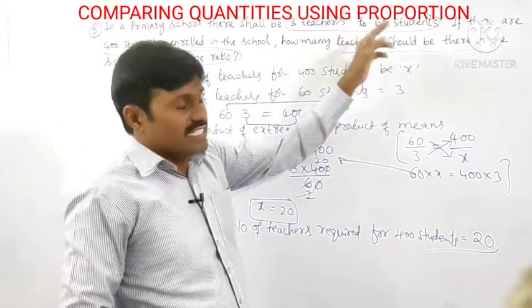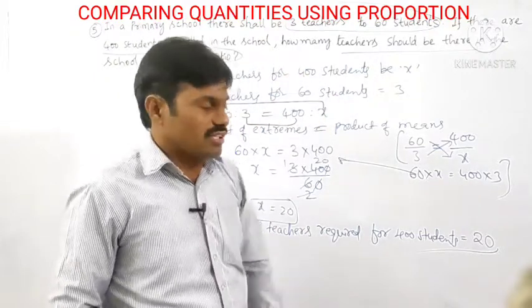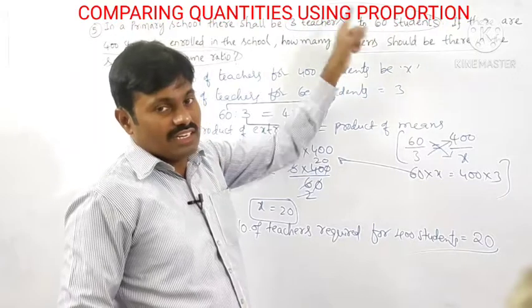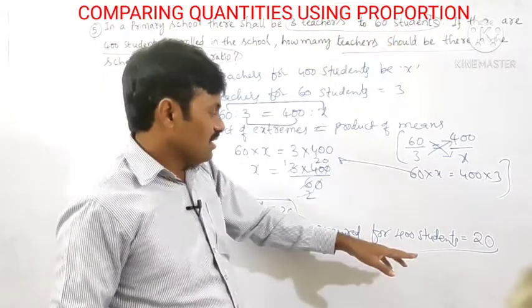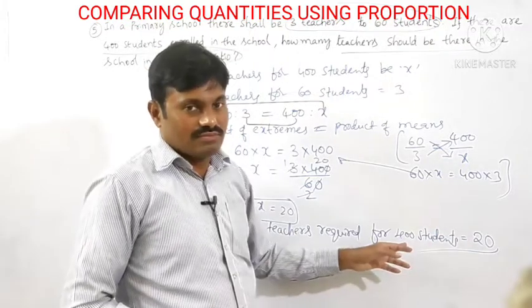అంటే 60 స్టూడెంట్స్ కి 3 టీచర్స్ ఉంటే 400 స్టూడెంట్స్ కి ఎంత మంది టీచర్స్ ఉండాలనేది క్వశ్చన్. అంటే ఒక్కొక్క టీచర్ కి 20 స్టూడెంట్స్. ఇన్ ద సేమ్ వే here also for 20 teachers 20 are 400.